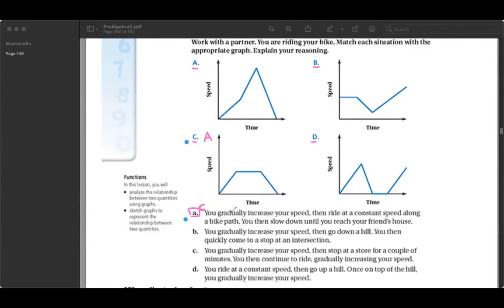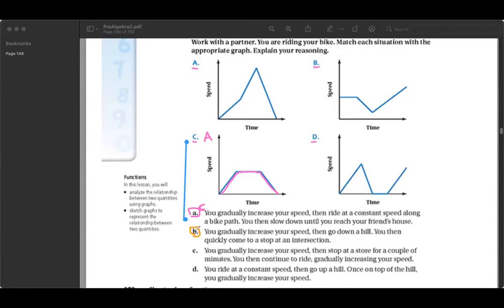And so if we look here, we gradually increase our speed, and then we ride at a constant speed, then we decrease until we reach our friend's house. Perfect. So that one looks right. What about the next one? You gradually increase your speed, then go down a hill, then quickly come to a stop at an intersection. Part B, what are we thinking?